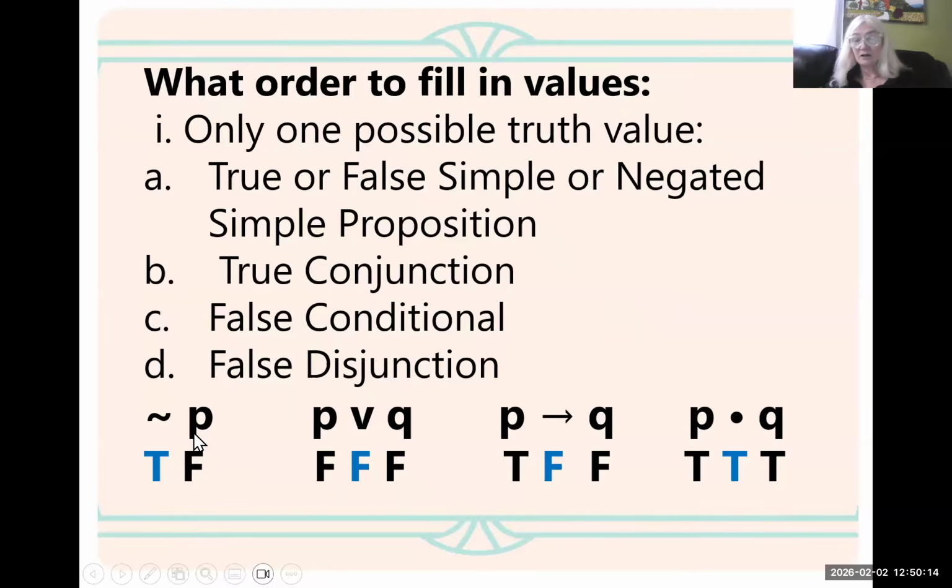Or a simple proposition. A true conjunction, because the only possible value is both conjuncts true. A false disjunction, because the only possible value has both disjuncts false. And also a false conditional. This is false when the antecedent is true and the consequent is false. So this is the first one you want to see if you can start with, and if it can lead you into any other values that you can ascertain.